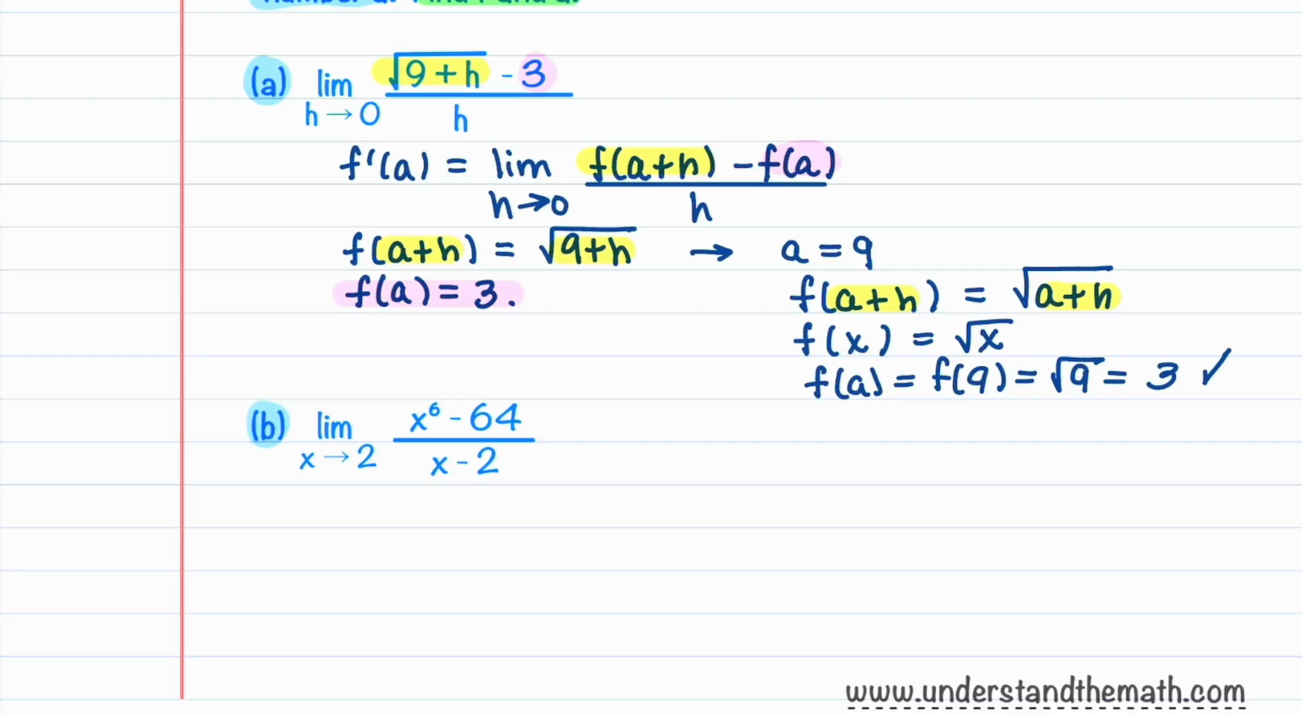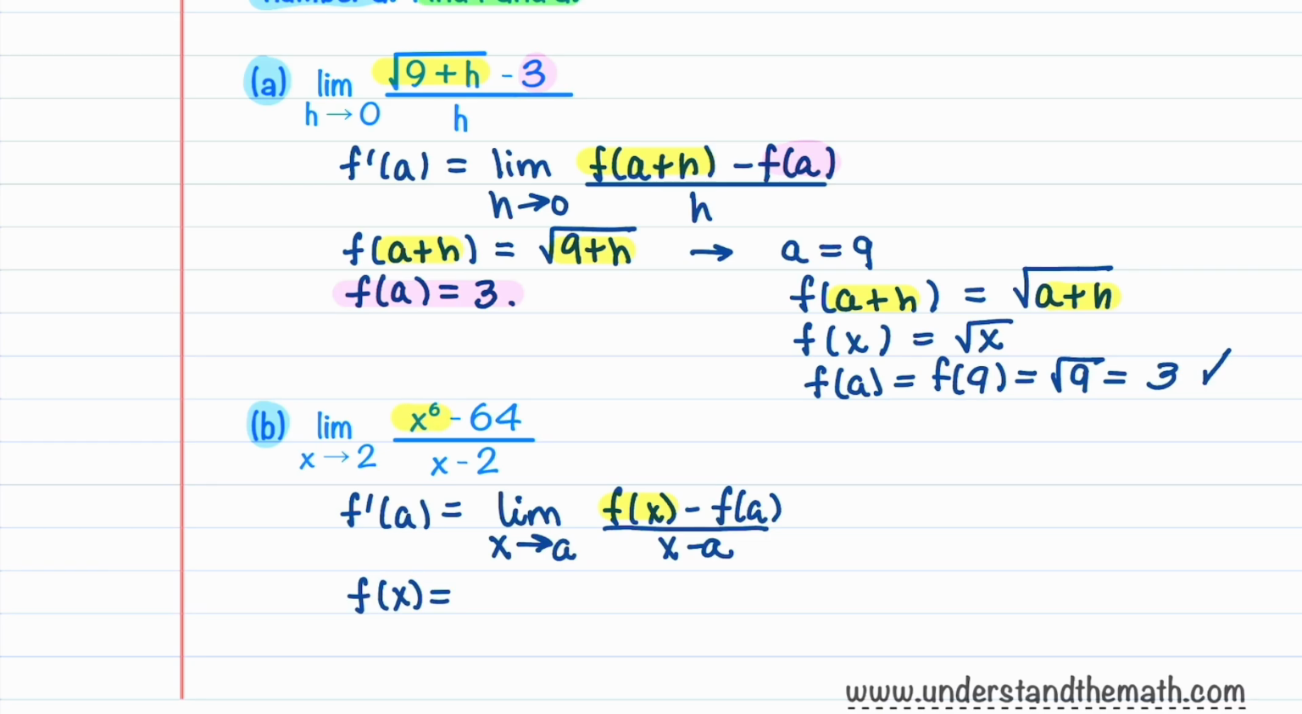Let's look at part B. This limit is similar to this definition of the derivative. f prime at a is the limit as x goes to a of f of x minus f of a, all divided by x minus a. Now let's go ahead and equate things. f of x is going to be x to the 6th. So we write down f of x is x to the 6th, and then f of a is 64.